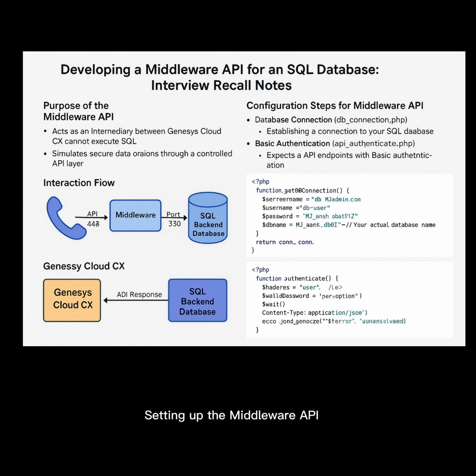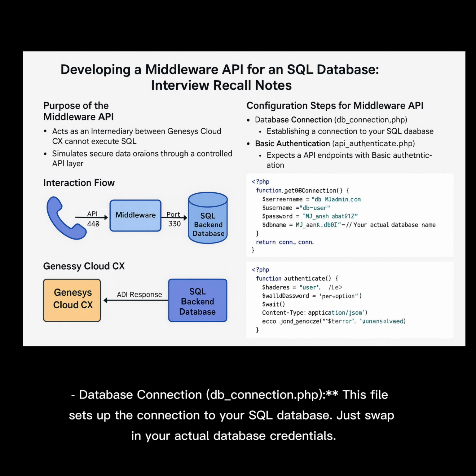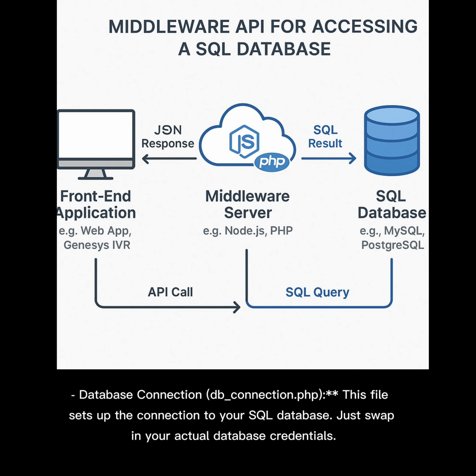Setting up the middleware API. Database connection, db_connection.php. This file sets up the connection to your SQL database. Just swap in your actual database credentials.